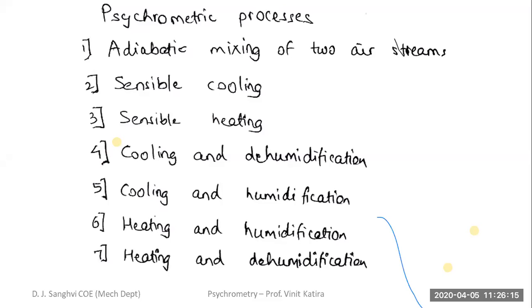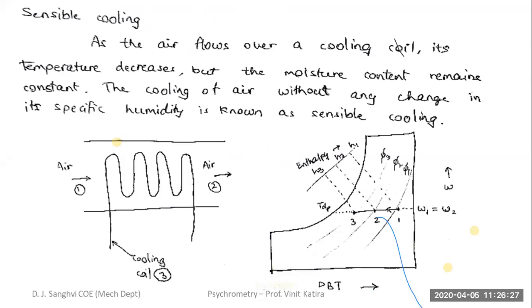Then we have sensible heating. Then we have cooling and dehumidification. And then we have cooling and humidification. Then heating and humidification. And then heating and dehumidification. So sensible cooling means, as the name suggests, we are just going to cool the given volume of air.